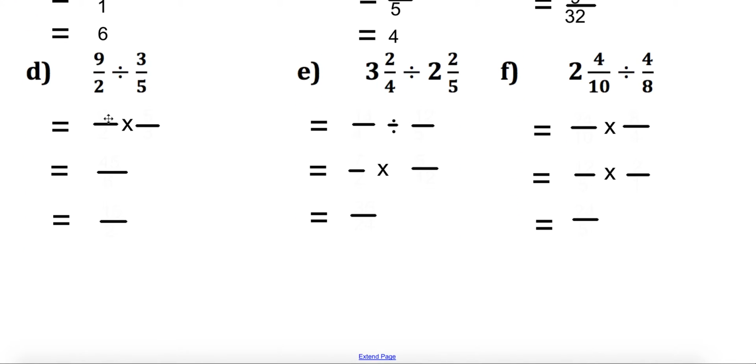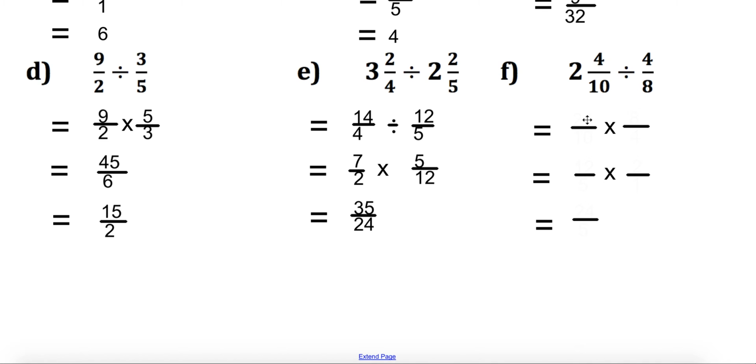Alright, looking at our next examples, leave the first, flip the second, change the sign. 9 times 5 is 45. 2 times 3 is 6. Reduces to 15/2. Now here I've left the division sign. The reason I've done that is because I need to change this from a mixed number to an improper fraction first. Then I'm going to actually reduce this one, change the sign, flip the second one, multiply 7 times 5, 2 times 12, and I get my 35/24.